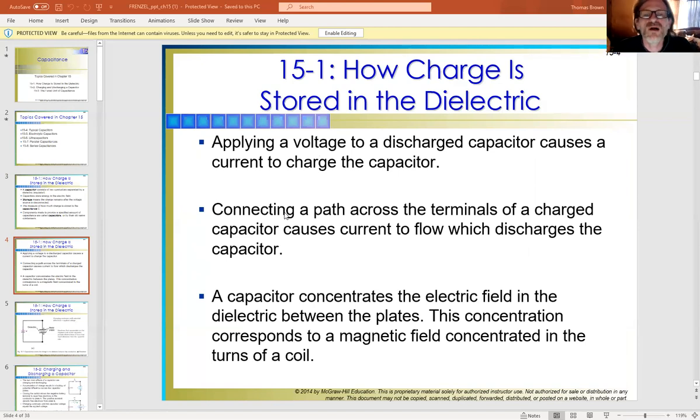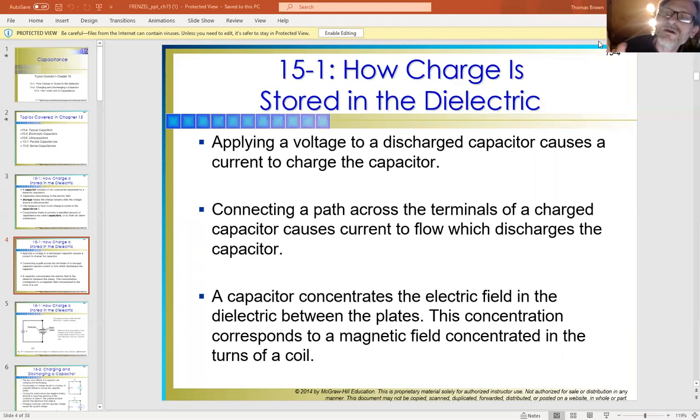If we apply a voltage to a discharged capacitor, it causes a current to charge the capacitor. Now, an interesting thing with capacitors is a good way to think of it is they oppose voltage and typically allow current to pass through, which is an interesting concept. But yeah, they block voltage. So voltage just doesn't go through like it does with a resistor. A capacitor will block the voltage.